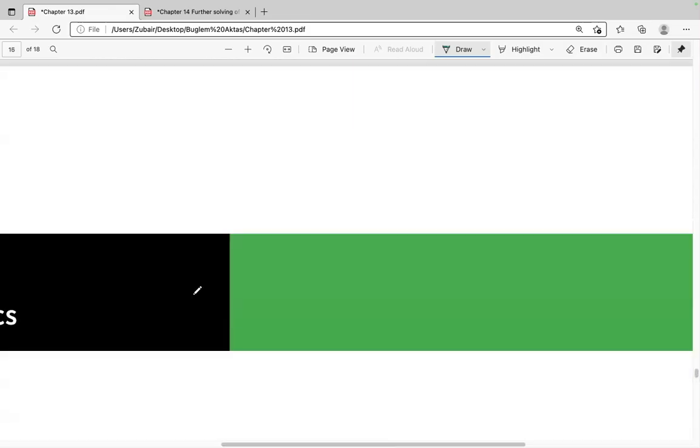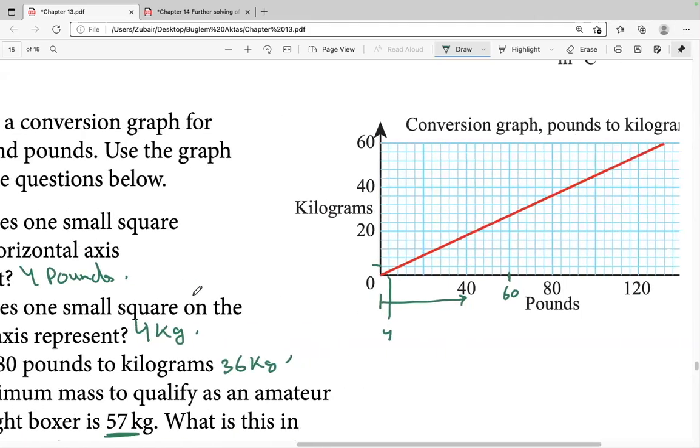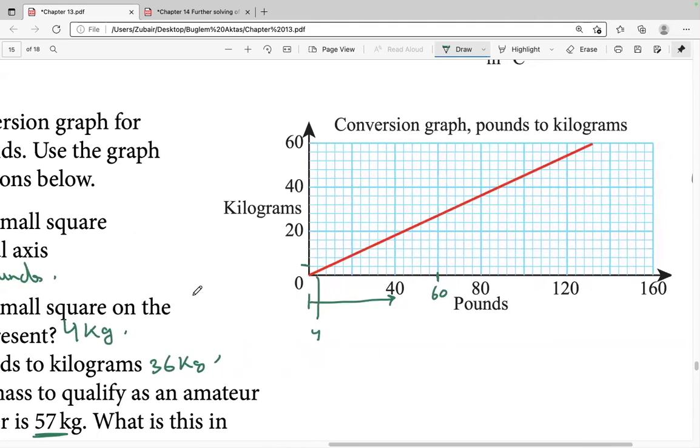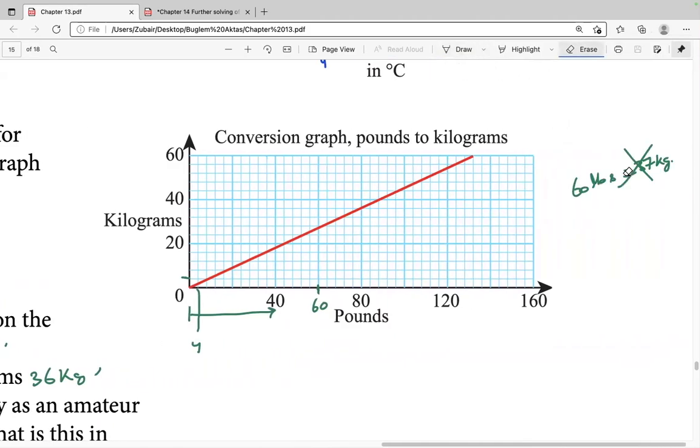And the last one, 20 pounds, 9 kgs. It looks like it's on the 8, but it's a bit above, so I think it is correct. Good.